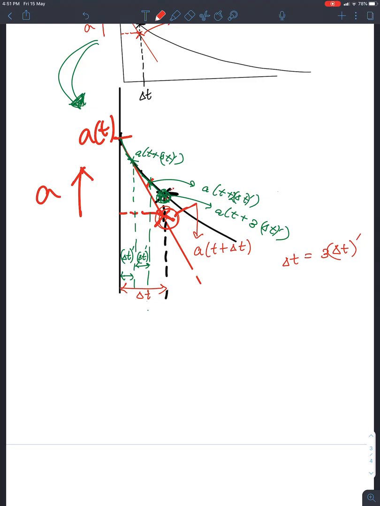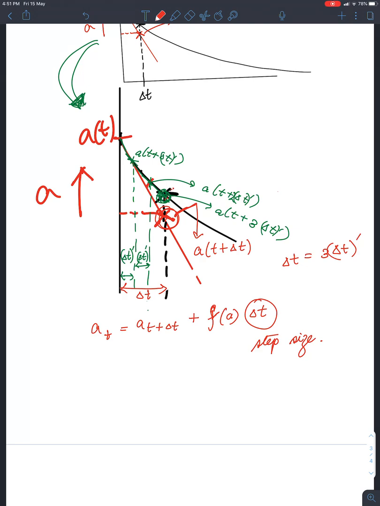So we have A(t + delta t) is equal to A(t) plus whatever is a function of A into delta t. So this delta t value, the step size, is very important. The smaller the step size, the closer we are to the exact solution.